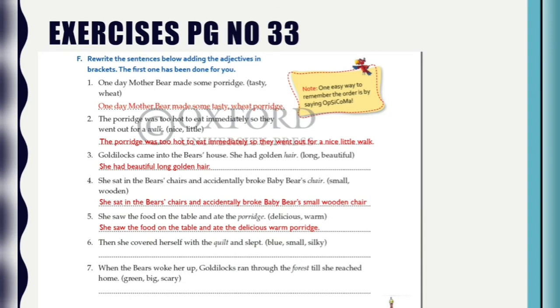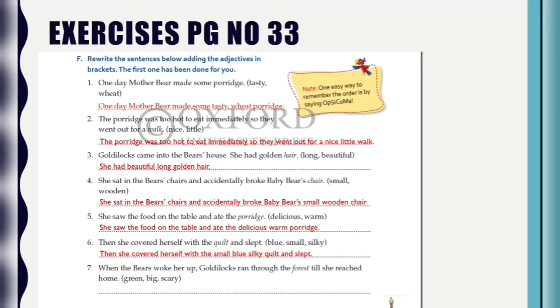Okay, next one, then she covered herself with a quilt and slept. Here you have to see, here three adjectives are given: blue, small and silky. So here blue is color, small is size and silky is material. So first you are going to use size, then color and then material. So your answer will be, then she covered herself with the small blue silky quilt and slept.